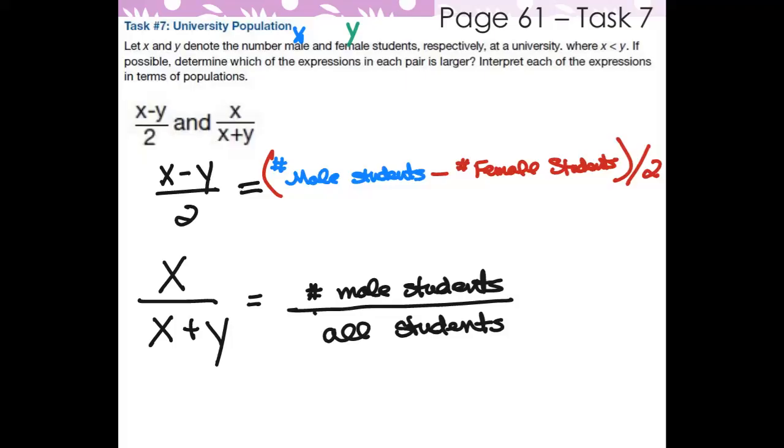So, as I think about these, the first one, male students minus the female students divided by 2. And the second one, number of male students out of all students. Which of these is going to be larger and why? Which of these expressions is going to be larger?